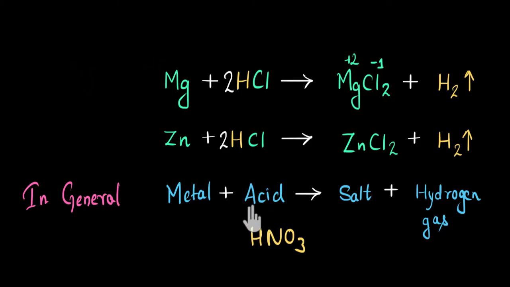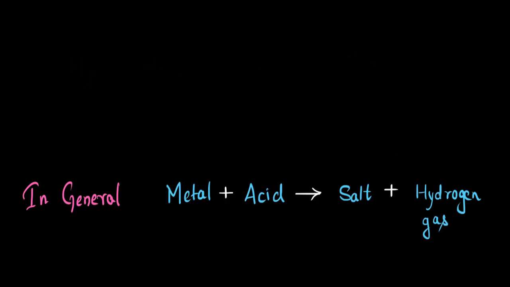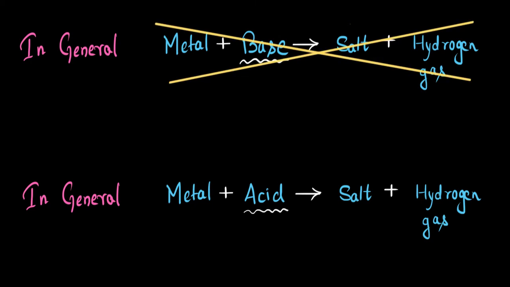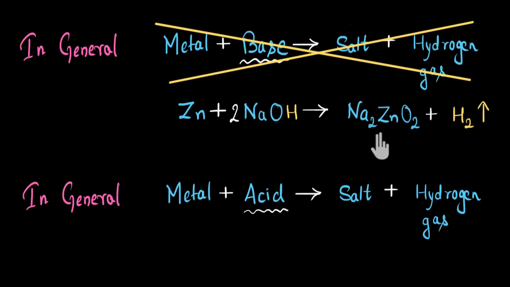Now let's see how bases react with metal. So in general, metals and bases do not react to give us salt and hydrogen gas. But there are some exceptions, like the metal zinc. It reacts with a base. It will react with sodium hydroxide to give us salt and release hydrogen gas. For example, the products in this case will be sodium zincate, which has a very weird chemical formula, Na2ZnO2. And with this, hydrogen gas is released.